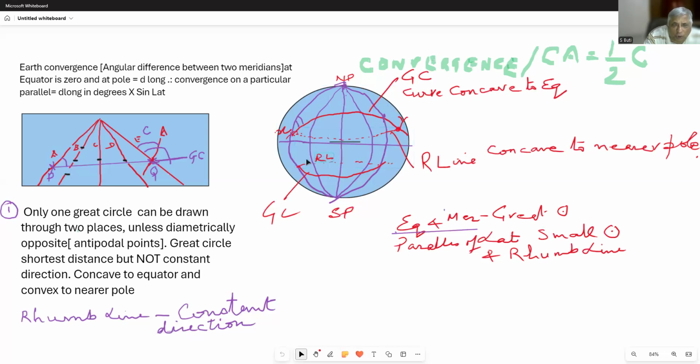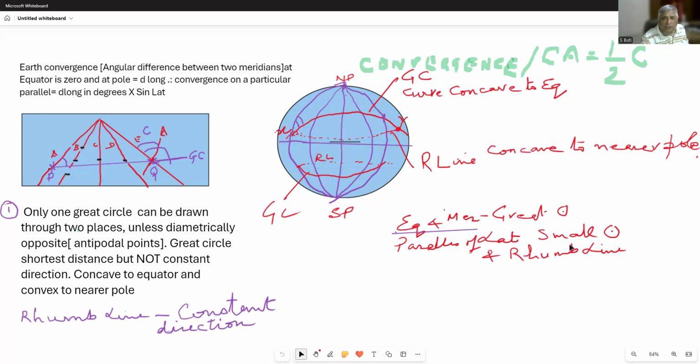Rhumb line is flown when you want to fly a constant direction. Equator and meridians are the examples of great circles, which are also rhumb lines. This is also a rhumb line. So I'm flying on a meridian. This side will be north, flying downward. This side will be south. And a constant direction, since meridians are also rhumb lines. Any other great circle will not be a rhumb line.